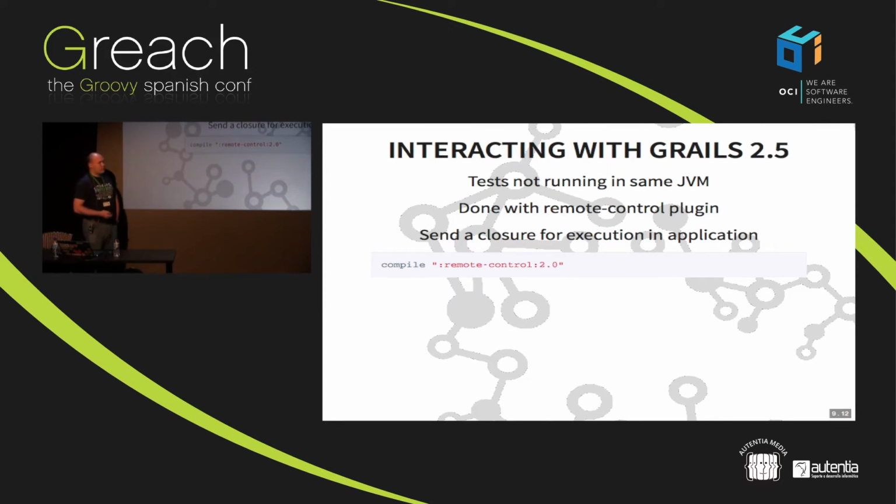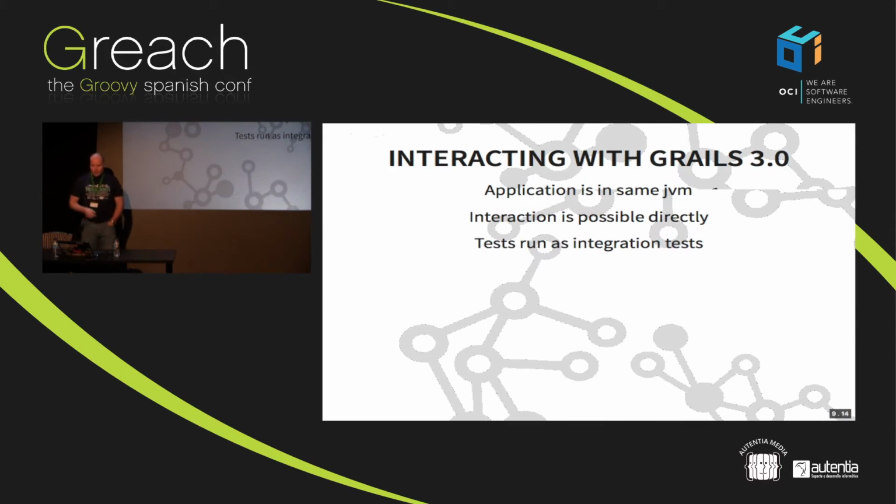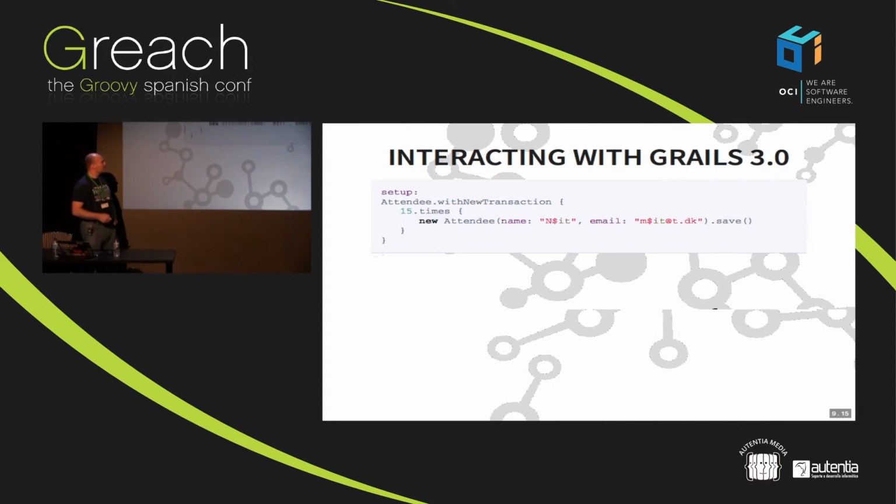If you want to interact with Grails 2 applications, you can use the remote control plugin, and then it works exactly like in the Ratpack example. You just submit a closure for that. With Grails 3, the Grails application and the Geb script is actually handled by the same JVM, so you don't have to do anything. They run as integration script, and you can just, with new transaction, do whatever you want. You're interacting directly with the application.